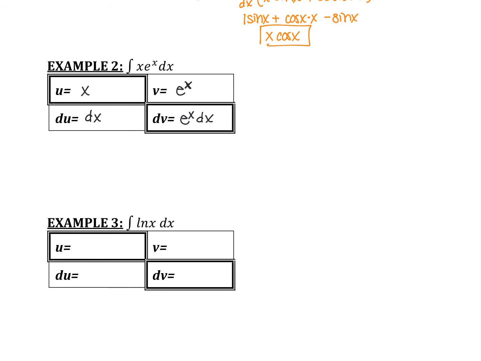So this integral is equal to u times v minus the integral of v du. And I know the integral of e to the x. So we get x e to the x minus e to the x plus c. How'd you do?